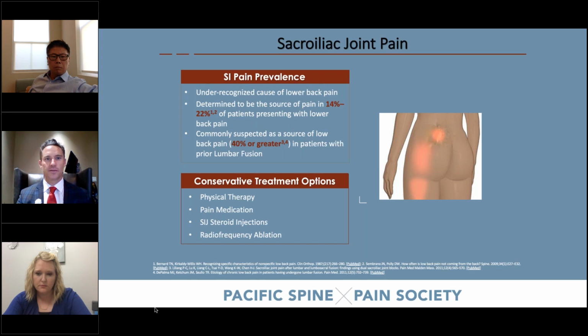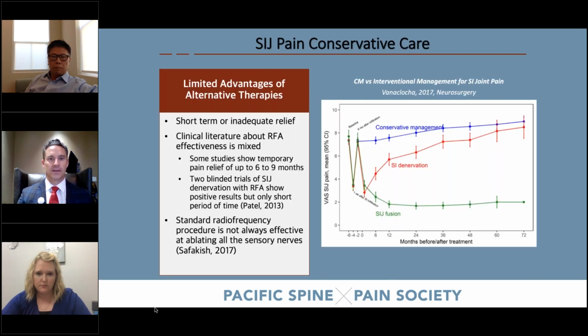Conservative measures that we've used over time to treat these patients are physical therapy, pain medication, steroid injections, which I'm sure we all do, and then a lot of us do radiofrequency ablations, but that can be limited by insurance coverage nationwide. Next slide. But what we see here is that some of the conservative measures are very limited.